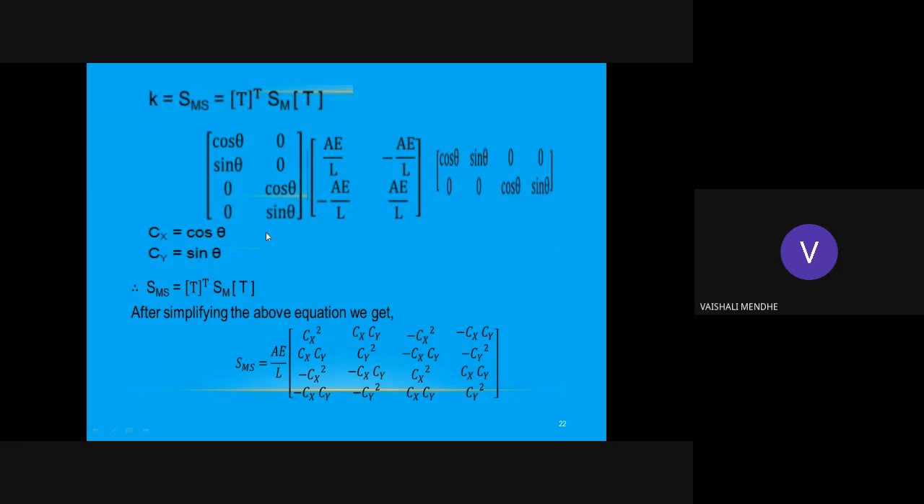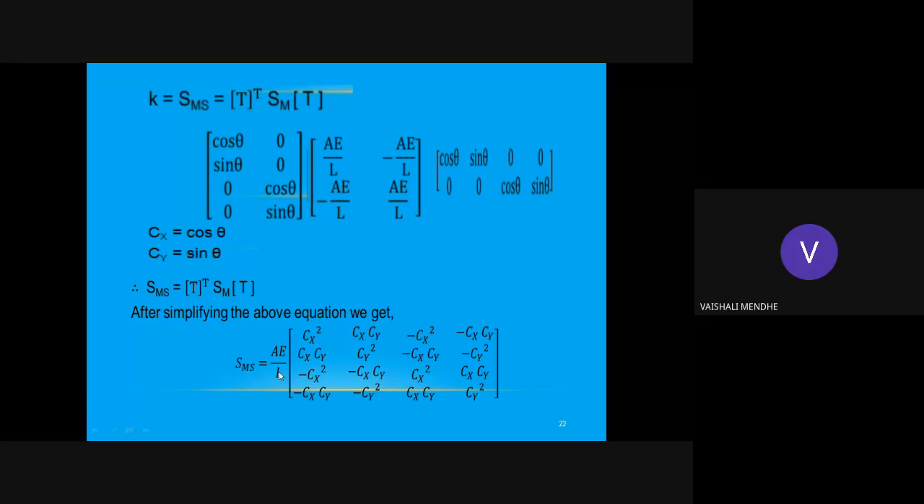If you simplify this and put the value of Cx equal to cos theta and Cy equal to sin theta, direction cosines, you will get the SMS matrix like this: AE by L into Cx square, Cx Cy, Cx Cy, Cy square. If you multiply this, first you multiply with this 2, then with this 1. Cos theta you put Cx, sin theta you put Cy, and taking A by L common you will get this relation. You have to do it and see. Again tomorrow I will explain. So this is your SMS matrix: AE by L, Cx square, Cx Cy, Cx Cy, Cy square.